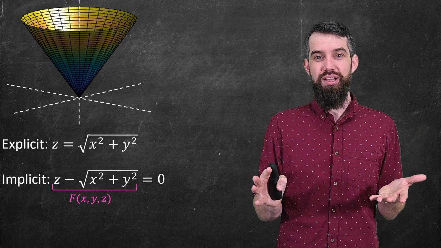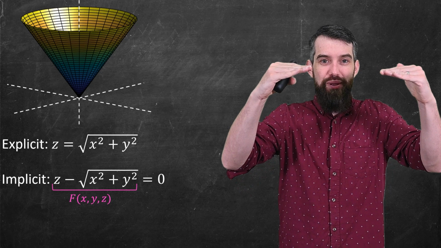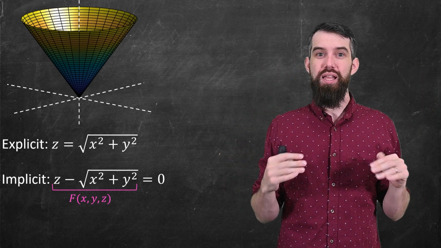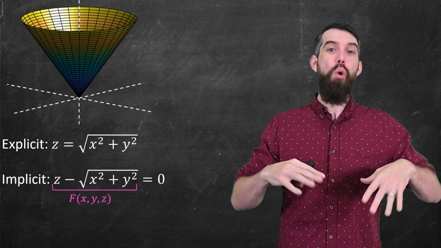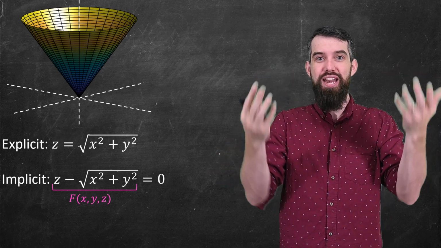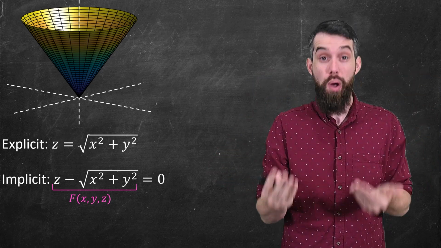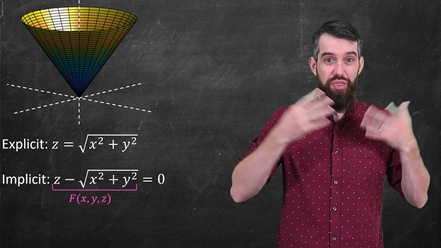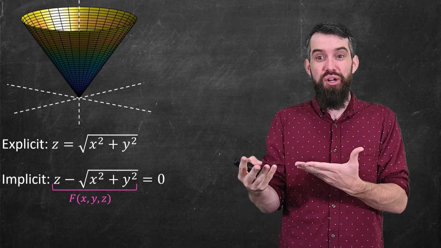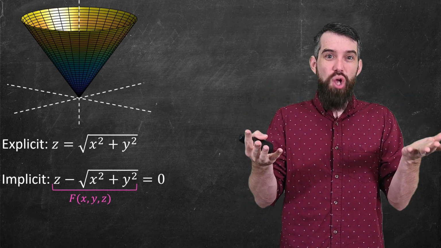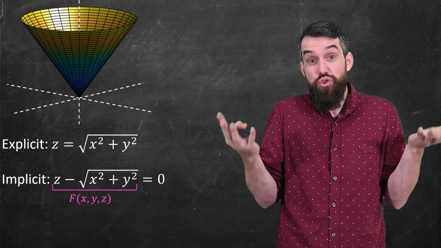So the point is, if you have an explicit, you can always get to an implicit. If you start with an implicit, reversing that process and trying to get an explicit is often just not possible. And even when it is possible theoretically, it's often not easy to do. So implicit to explicit is hard, but explicit to implicit is just trivial.